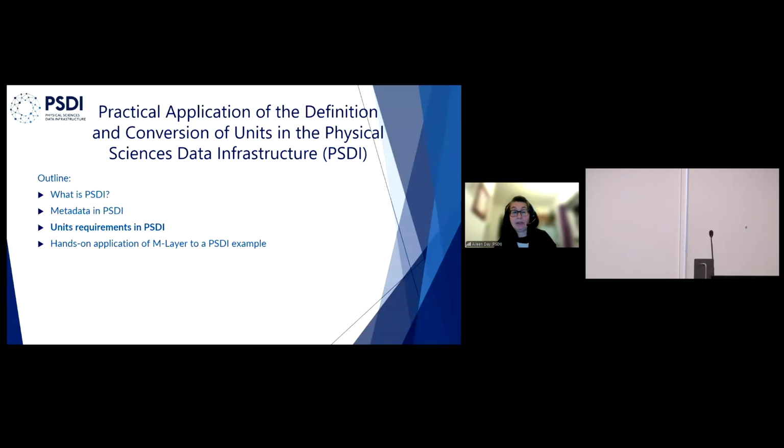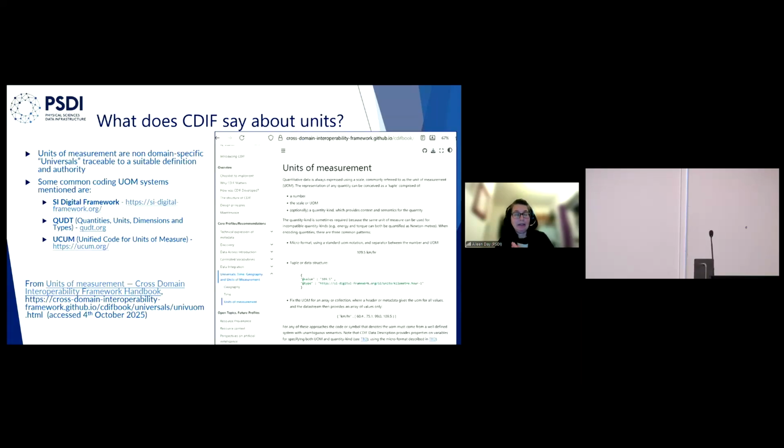And we're trying to follow that for units as well. So our first point of reference is CDIF, and what that says about units of measure comes under a category of profile that CDIF calls universals.